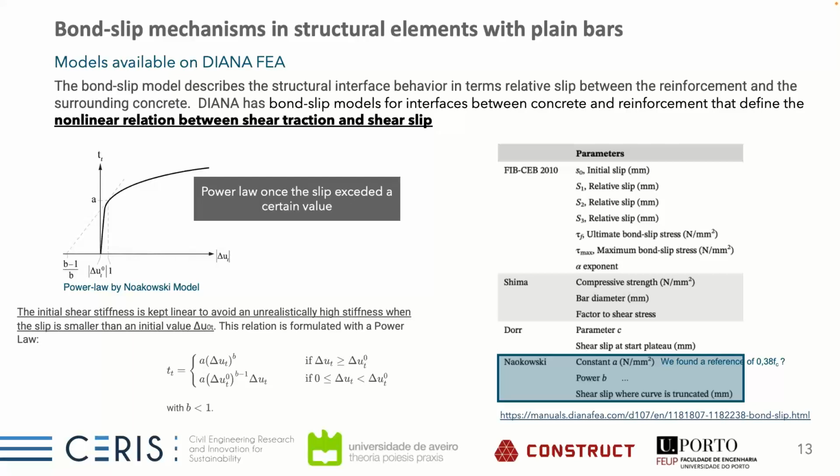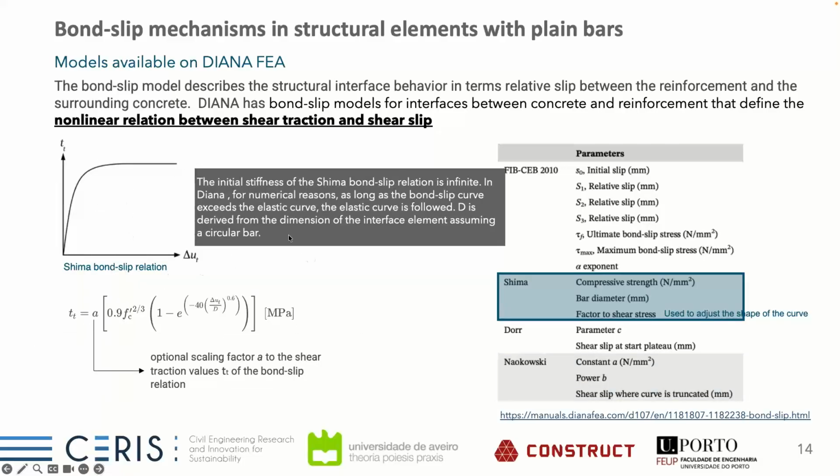Then we have the power law by Noakowski, where the initial shear stiffness is kept linear to avoid unrealistically high stiffness when the slip is quite small. Then we have the power law, which depends mainly on the constant A. The value of A was not clear, at least to us. In the literature we found some references for common rebars of around 0.4, 0.38 times the compressive strength of the concrete, then a power B, which is a constant, and also the shear slip where the curve is truncated. With this we define not a plateau, but an increase after this point around A.